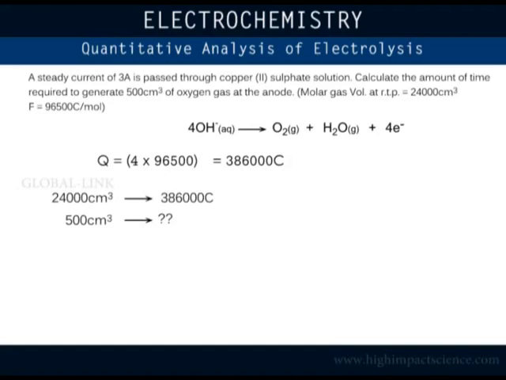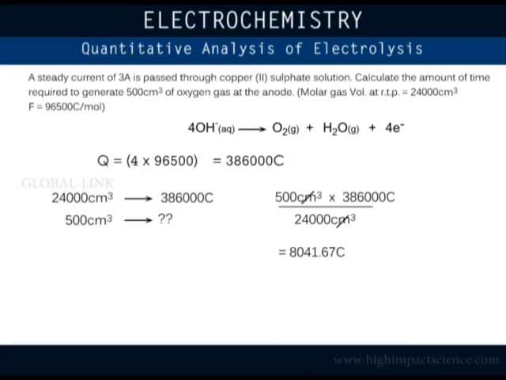How about 500 cubic centimeters? That will give us 500 over 24,000 times 386,000. The cubic centimeters cancel out and we remain with 8,041.67 coulombs.